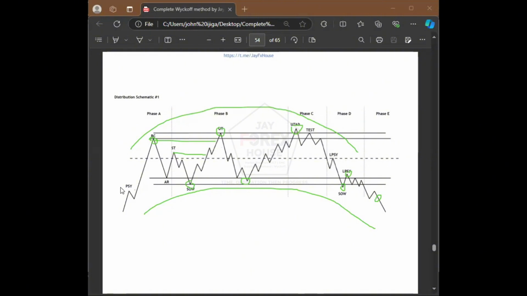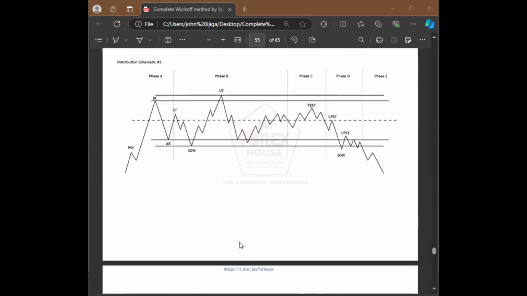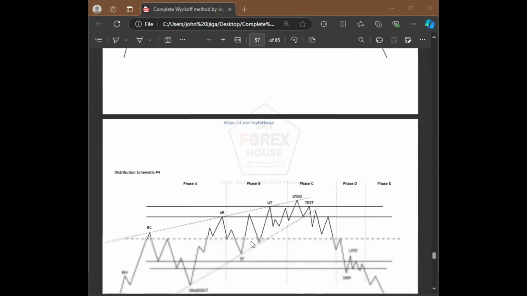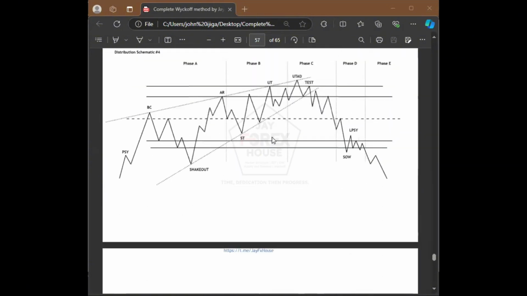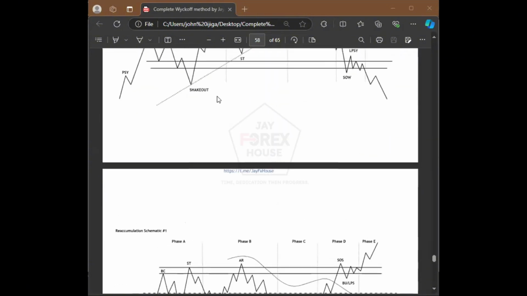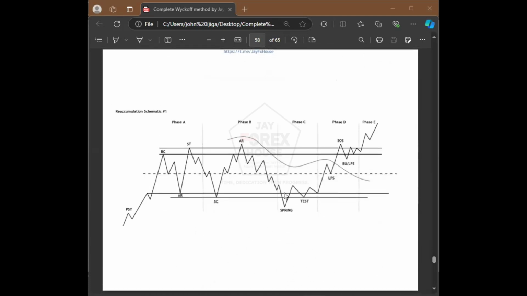So we have the distribution 1, distribution 2, 3, 4, and so forth. Then we have the reaccumulations. So this is the distribution 4. This is the accumulation. So the reaccumulation, if you recall what I explained earlier about it, I told you it's a bullish trend, not a reversal point anymore, because we are now on a rally-based rally.